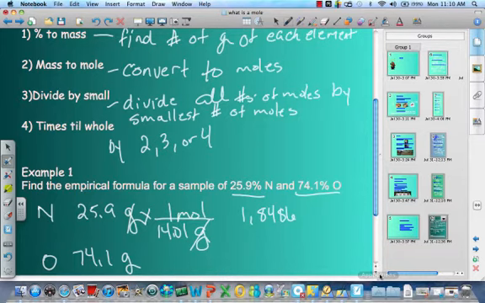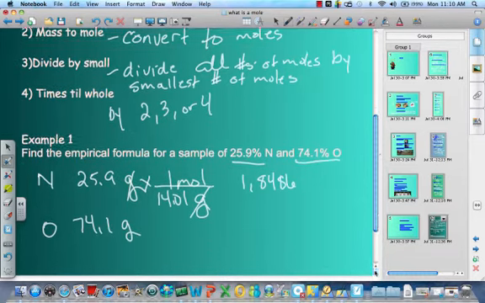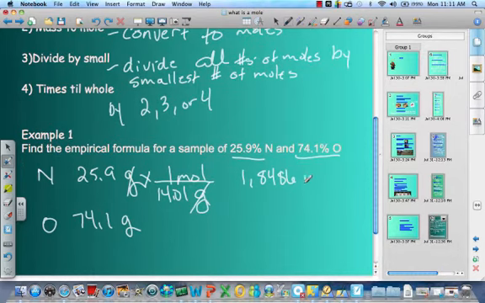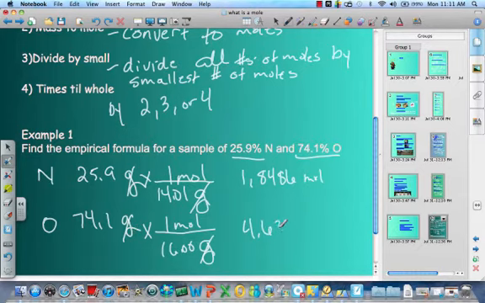Okay, so now let's do oxygen. Now we're going to go to moles. The molar mass of oxygen is 16. So 74.1 divided by 16 gives me 4.63125 moles. Okay, so now I've got my moles.